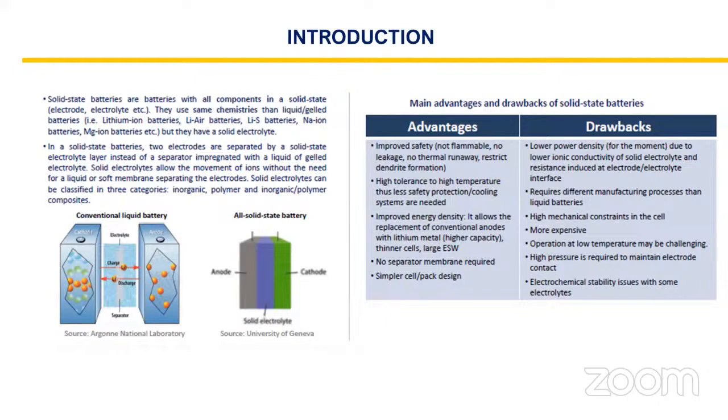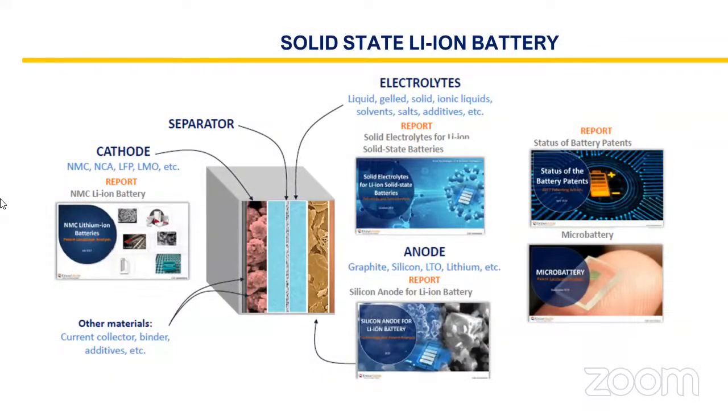If there is a high mechanical constraint in the cells, it is more expensive, requires a different manufacturing process than a liquid battery, or has low power density or high pressure needed to maintain the electrode contact, then we have to think about how to overcome that problem. We can overcome that problem with the help of research into cathode material, separator material, or electrolytes. We can use liquid, gel, solid, ionic liquid, or a solvent, salt, additive, etc. Or we can use different NMC cathode, NCA cathode, lithium metal, organic cathodes, or other materials we can incorporate in the battery to overcome the existing problem. Also the current collector, binder, and additive.